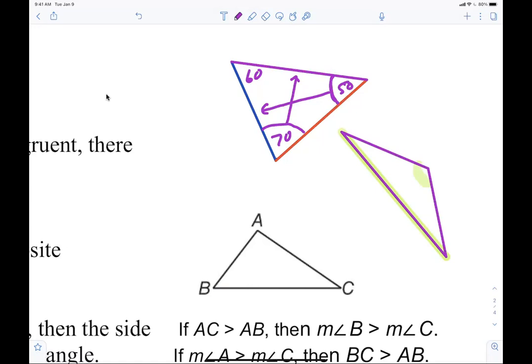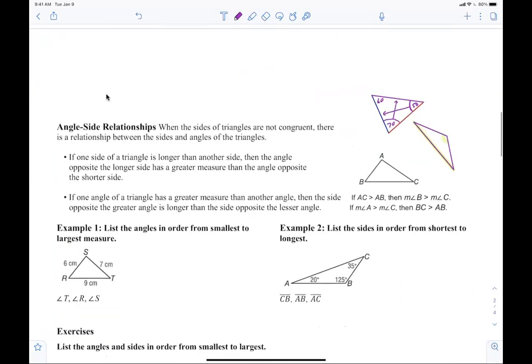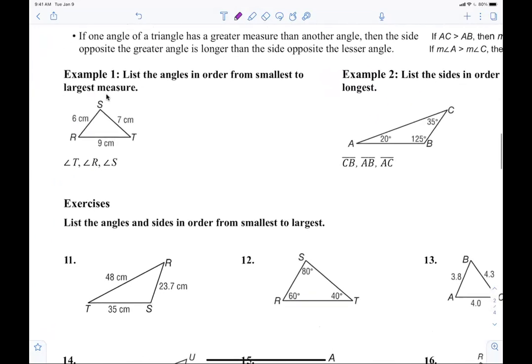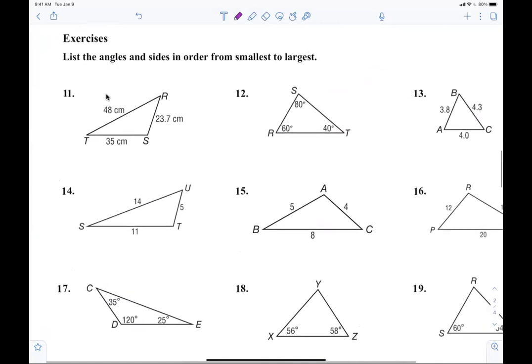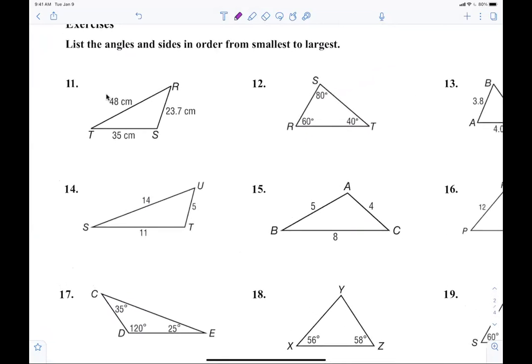All right. So with that being said, let's just go to number 11. I don't care about the examples. List the angles. All right, here we go, guys. Tell me the angles from small to large. Angle T, then angle R, then angle S. Anybody have any issues?